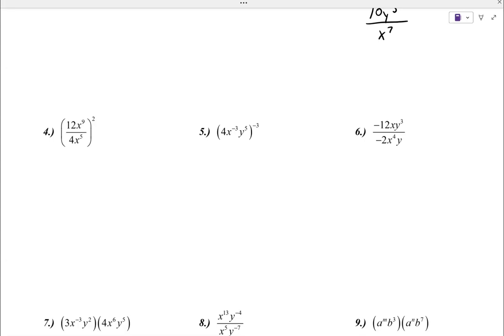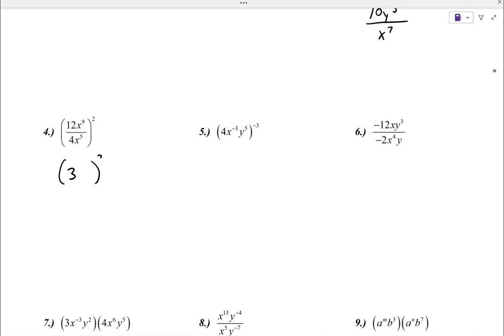What do you want to take care of first? You've got a couple of ways that you can go with this. But what do you want to take care of first? The numbers? Okay, sure. Let's do that first. So we do the 12 over the 4. 12 divided by the 4 gives you 3. Good.